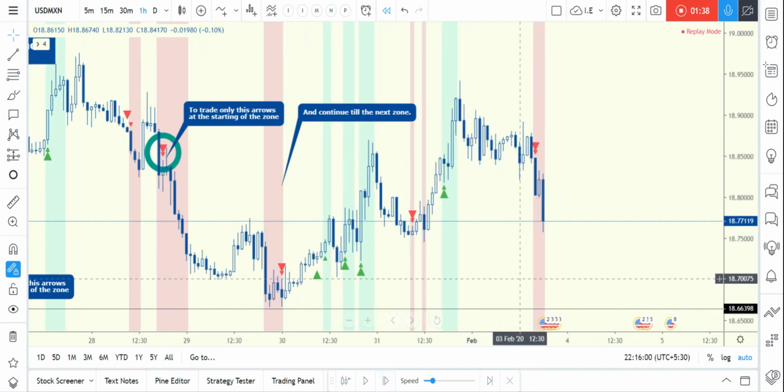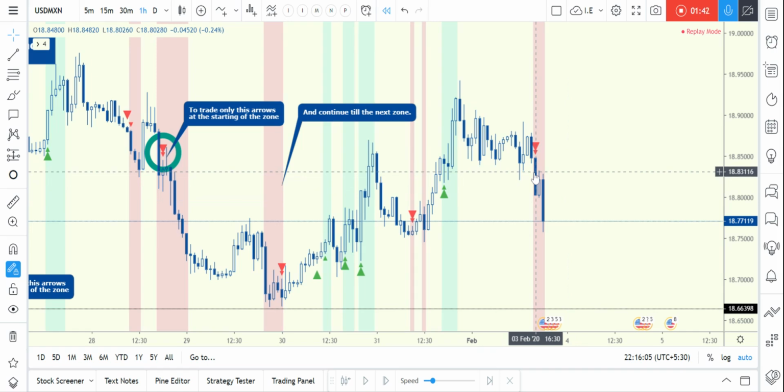Okay, so it has generated a sell signal. Here what I'm going to do is I'm going to enter on the open of this, which comes to 18.80, so this is where you enter the trade, and this is where you are actually going to go short.